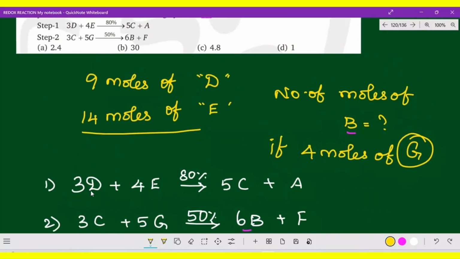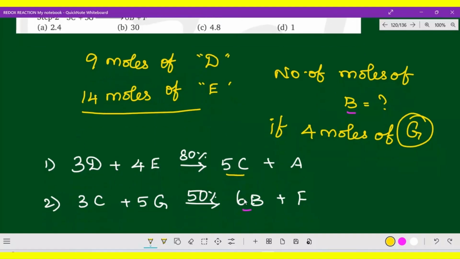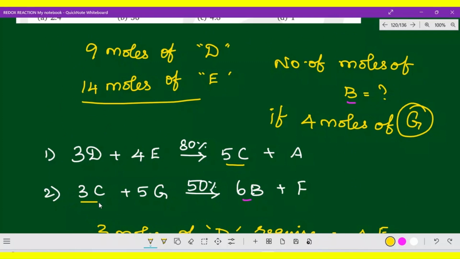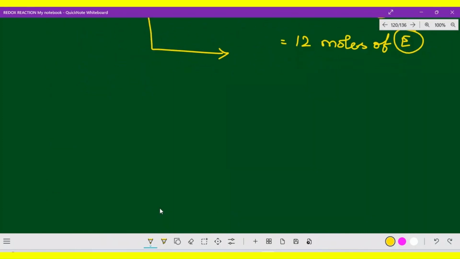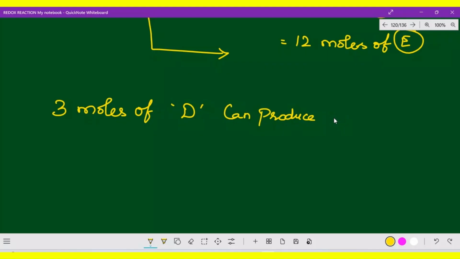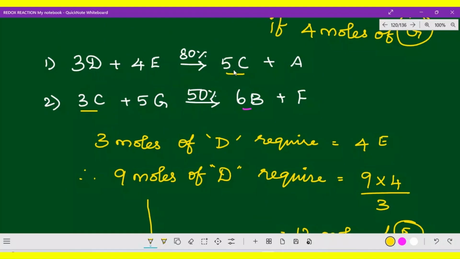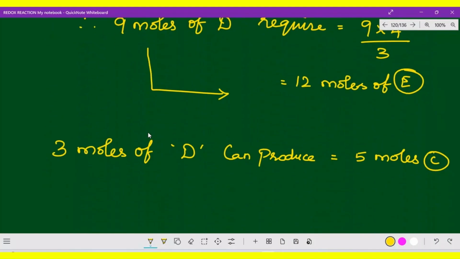So here 3 moles of D can form 5 moles of C. Therefore, how much can 9 moles of D form? We have to identify C also. We can go one by one, because C is there, and B, and from there only we can identify all that. Okay, now here 3 moles of D can produce how many moles of C? 5 moles of C. Therefore 9 moles of D can form, see here, 3 moles of D can provide 5 moles of C. Therefore, how many moles can 9 moles of D provide?